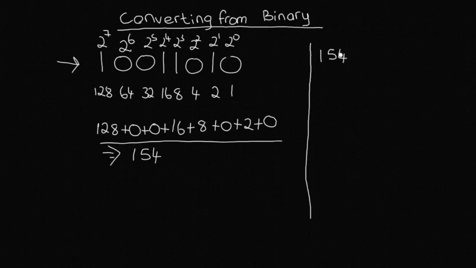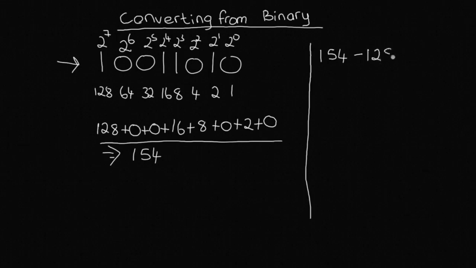So given 154, we want to go and get this binary number, or this binary representation. So with our given number, we need to take away something from it. The first thing we need to see is, we will go to the far left and see if it's possible for 128 to be taken from 154. If we take 128 from 154, we can do this without getting a negative value.